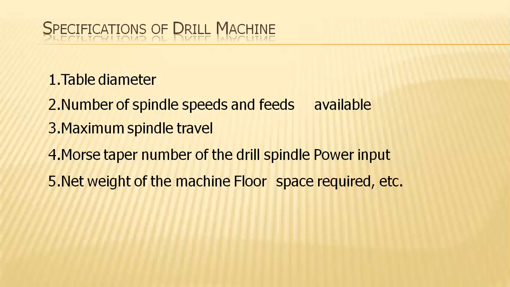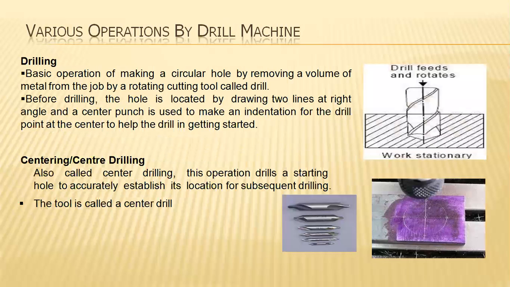Net weight of the machine and floor space required. That is, how much space in dimensions is needed for commencing the operations, and how much floor space it will occupy for work placements and installations. Those are the major specifications to be followed for the installation of drilling machines.